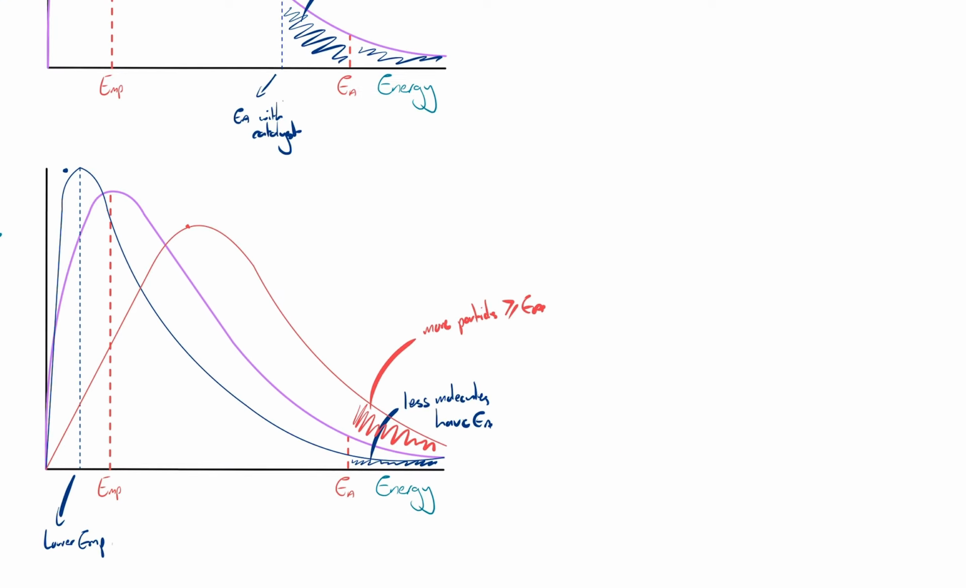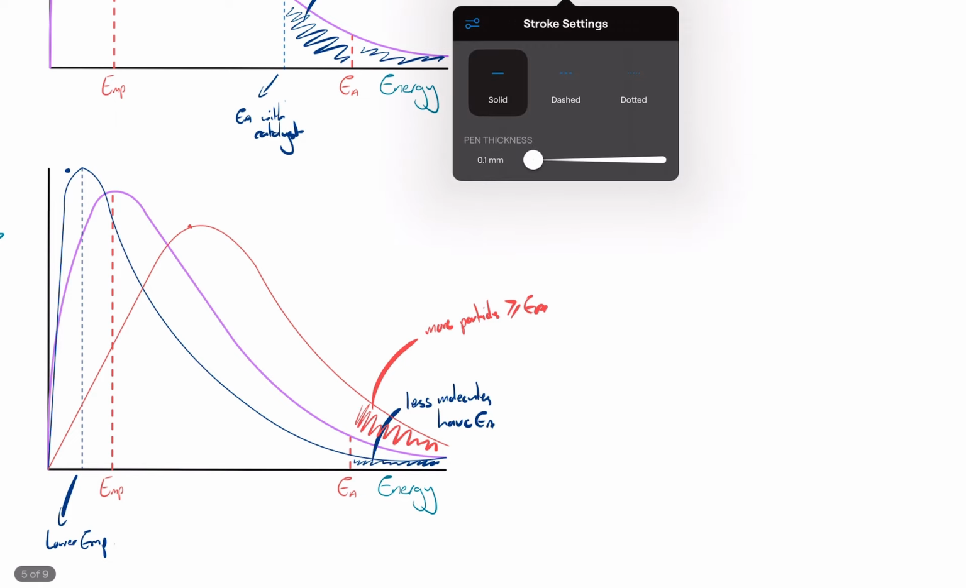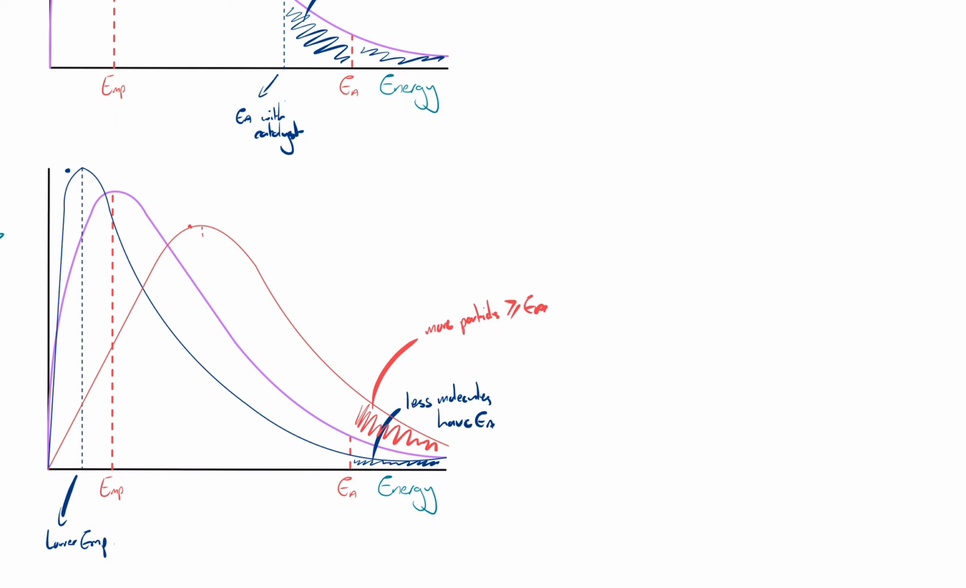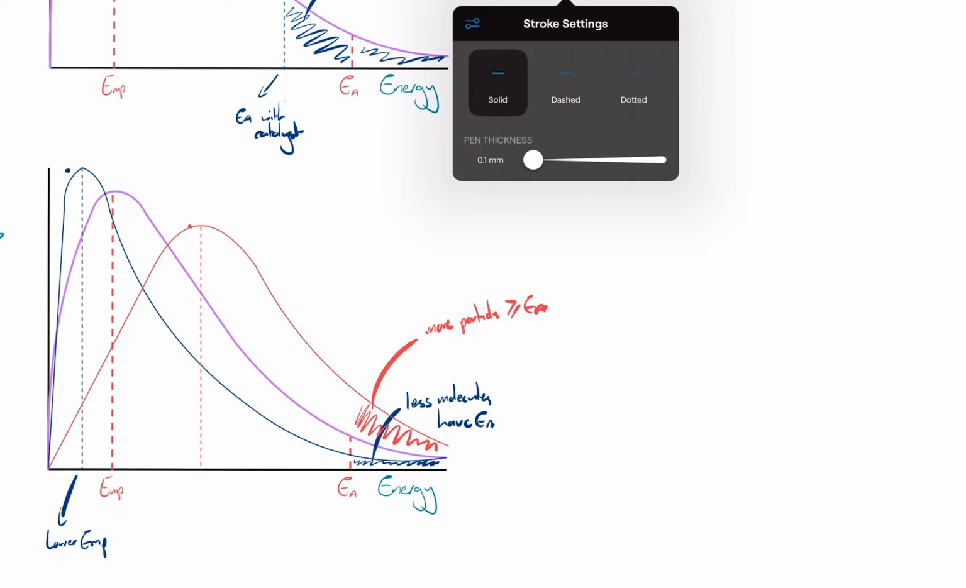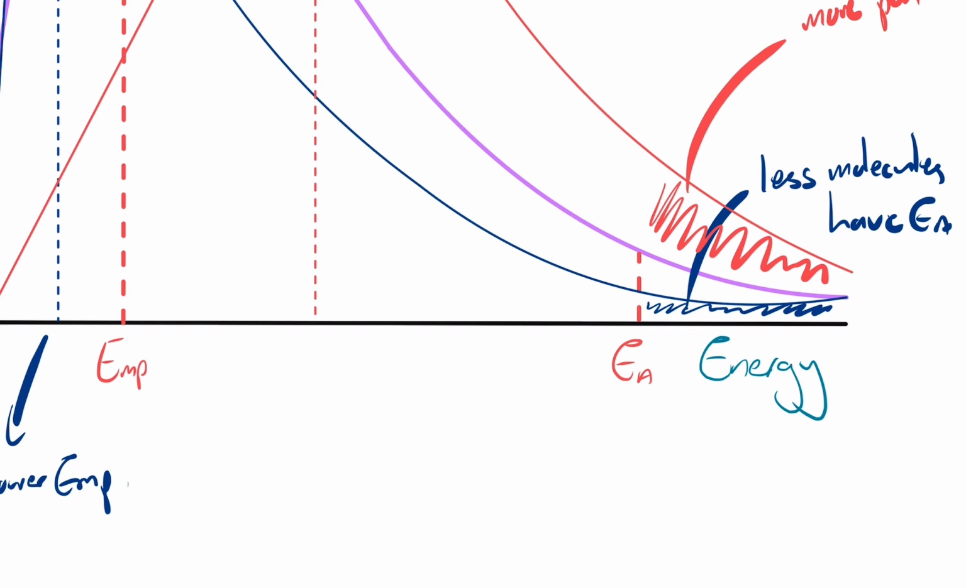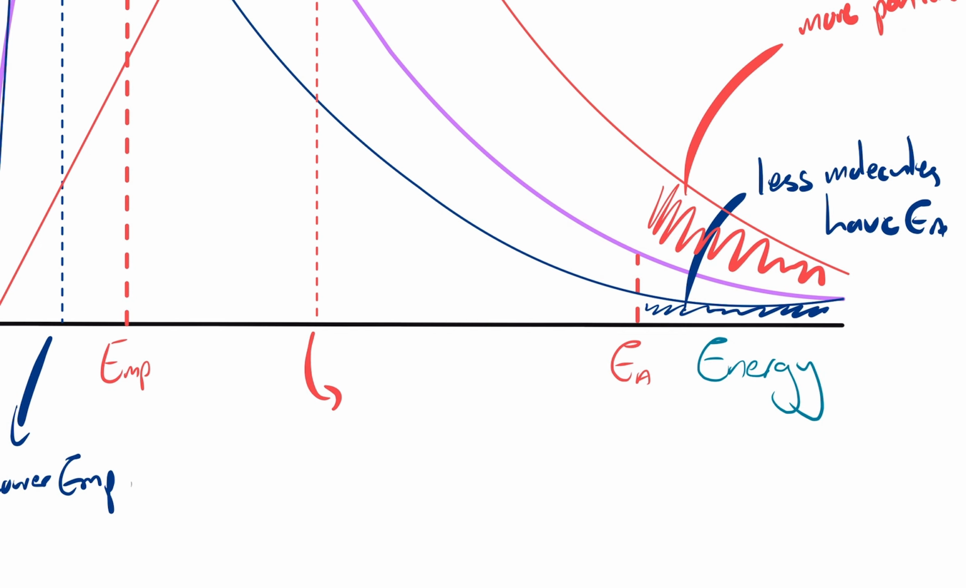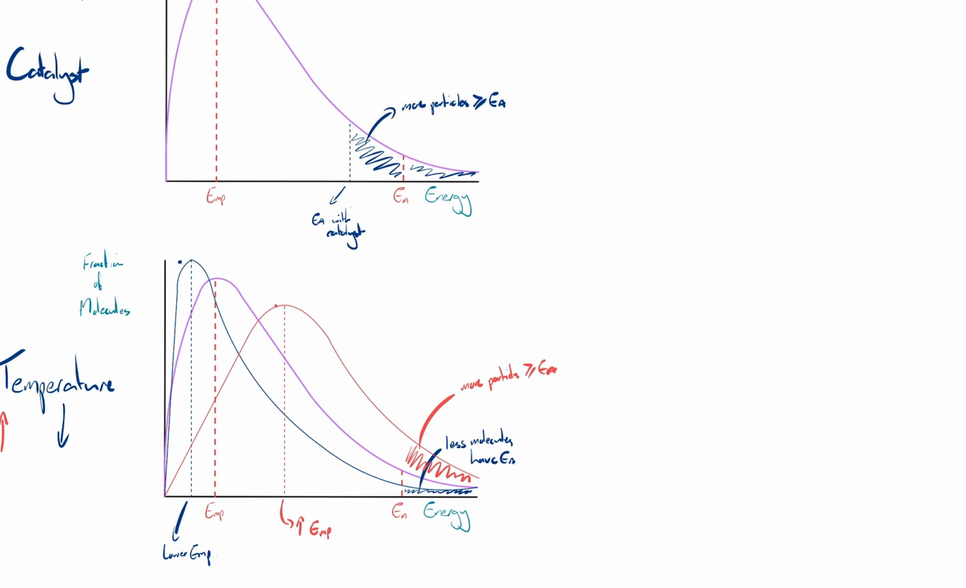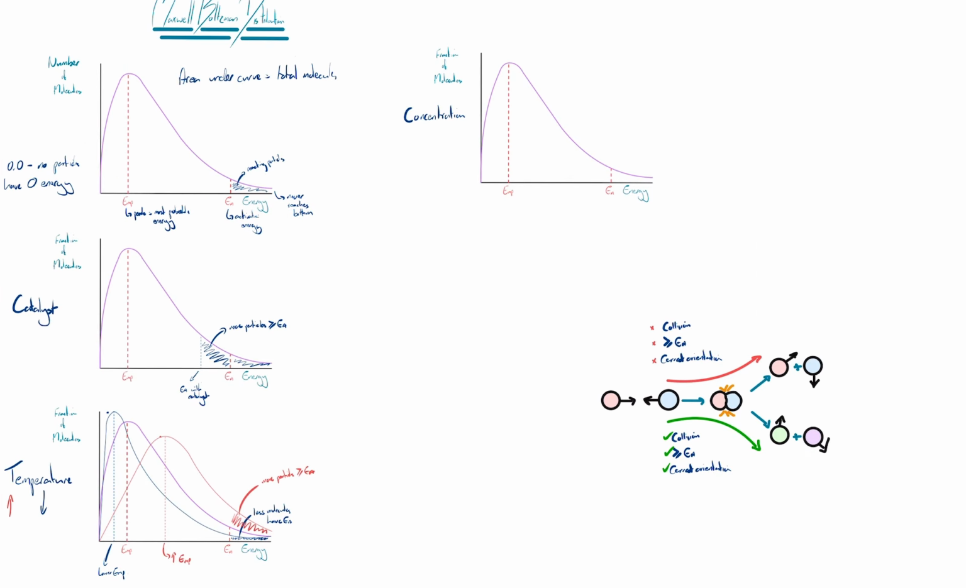And again, our EMP, our most probable energy is here. Right, we need to make sure we label the peak. Nice. Higher EMP. Perfect. Next, we need to look at concentration.